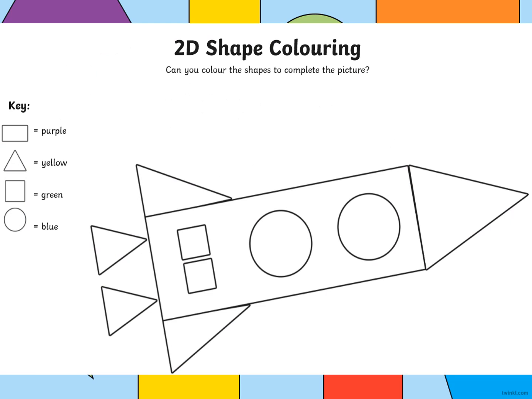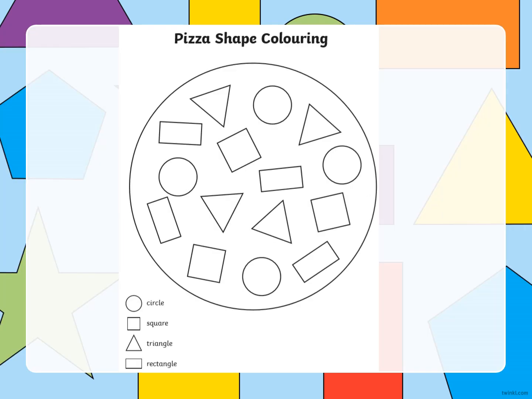Right, guys. Now, finish that quiz. If you want to do a little activity, I have posted onto the school website some 2D shape colouring sheets, and you need to find the shapes and colour them in the right colour. There are lots of different ones. I chose the rocket because I think the rocket looks really cool. Or you can do the pizza, and there's lots of different ones.